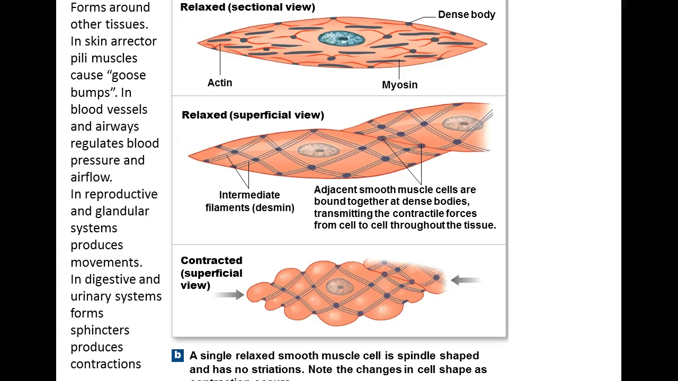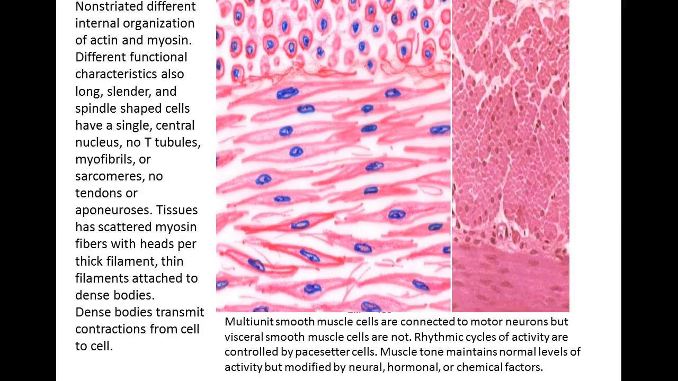With regard to the smooth muscle, and this is the last slide, and I'm going to talk really fast to get it all done, you have multi-unit smooth muscle and visceral smooth muscle. Multi-unit smooth muscle are connected to motor neurons, but visceral smooth muscle are not connected to motor neurons and have their own rhythmic pacemaker cells between the two.